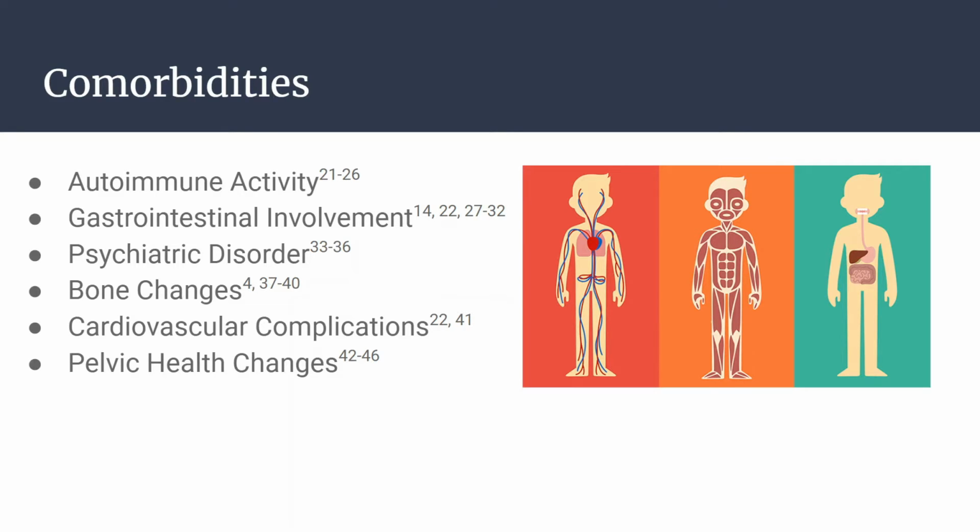So here are a few comorbidities associated with EDS. First, we can see some autoimmune activity such as food allergies, mast cell overactivation, and asthma. There are some gastrointestinal involvement issues such as hernias, dyspepsia, and IBS. Some psychiatric disorders can pop up such as anxiety, depression, ADHD, autism, and OCD. We can see some bone changes such as osteoporosis and increased fracture risk. Cardiovascular complications can occur such as mitral valve disorders, aortic aneurysms, or dysrhythmias. And lastly, we can see some pelvic health changes such as dysmenorrhea in women and incontinence.